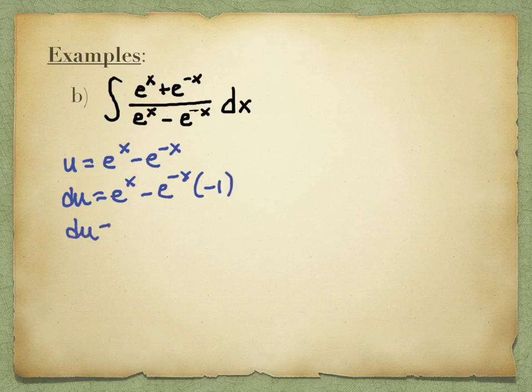What was that? Yeah, so this is e to the x plus e to the negative x, isn't it? And I need a dx on here. I think maybe somebody told me that and I didn't write it.